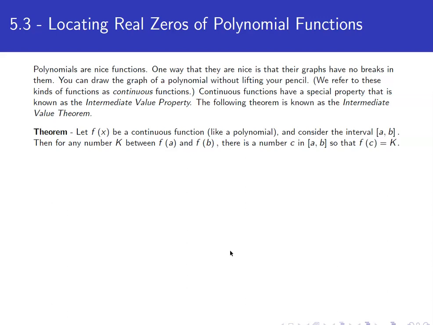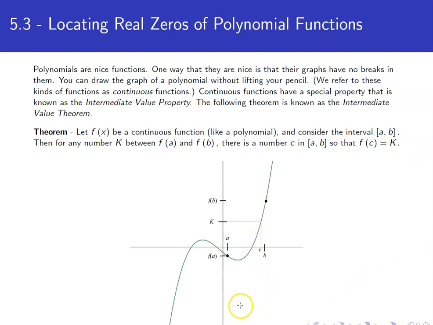So there's going to be a lot of math symbols here. We're going to break this down and talk about what each of these symbols means. The theorem says that we're going to let f of x be a continuous function. What we're interested in for our purposes in this chapter are polynomials. And let's just consider the interval from a to b. Then if k is some output between f of a and f of b, then somewhere in between we have to have an input that has k as the output.